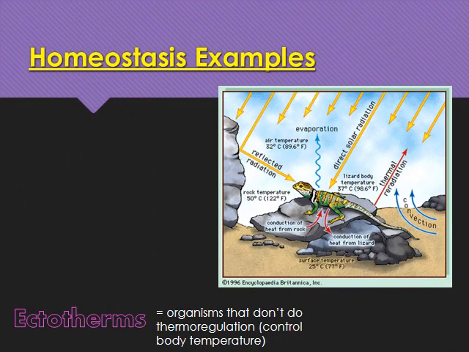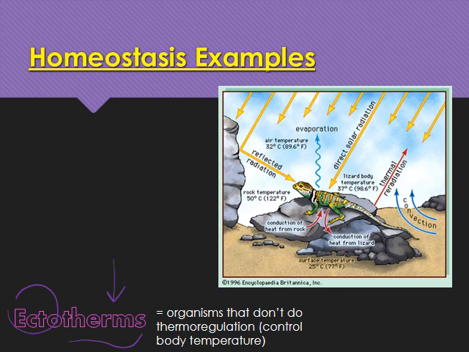Some animals do not regulate body temperature, or they don't do it internally. For instance, this lizard is a reptile, and it is considered an ectotherm. Ecto means outside. Therm also refers to heat. So basically, they control their body temperature just by their behavior, but they do not control it internally.